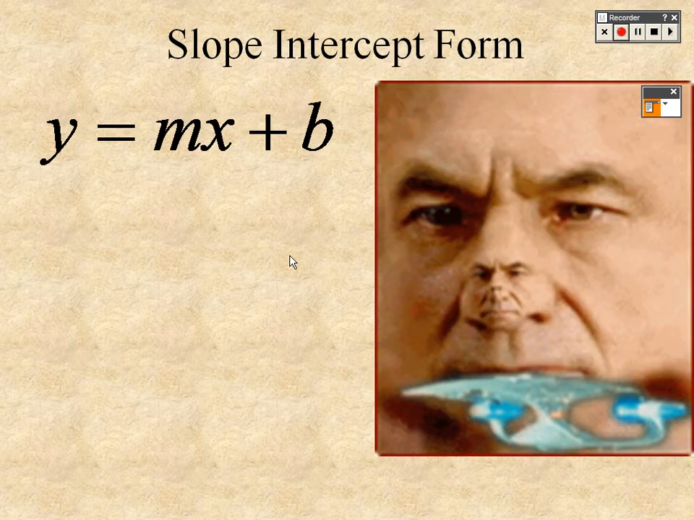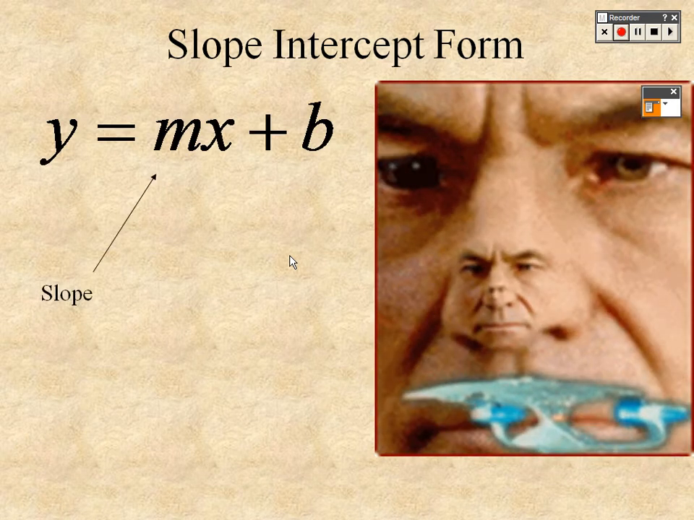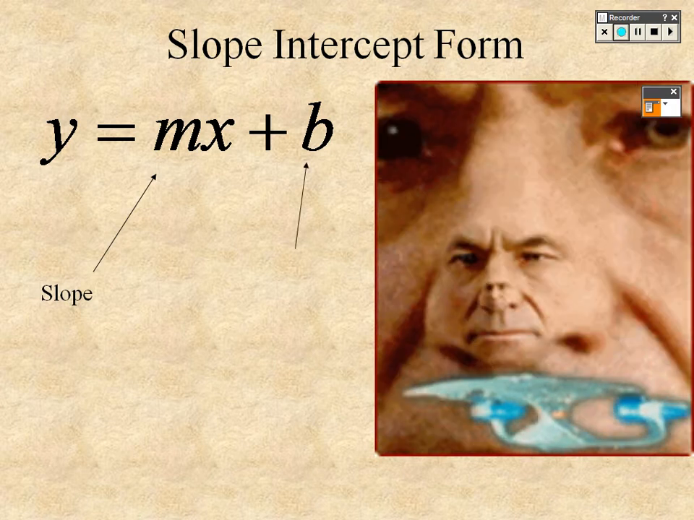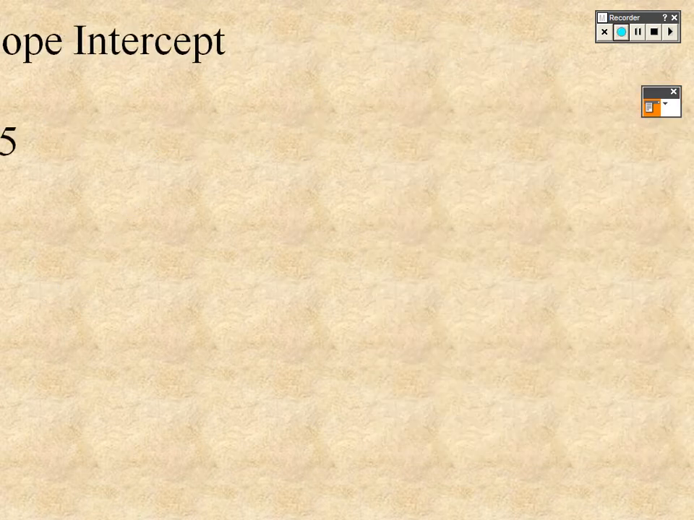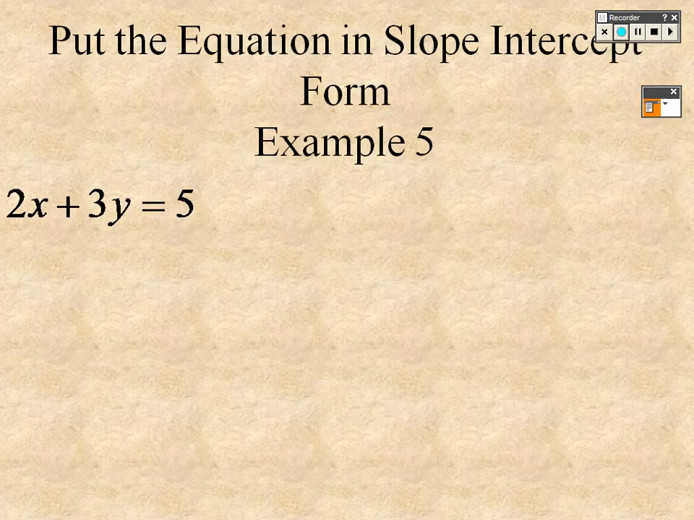Slope-intercept form is y equals mx plus b. We just went over that. The m stands for the slope, and the b stands for the y-intercept. So we need to rewrite this and put it into slope-intercept form. Basically what that means is get y by itself.